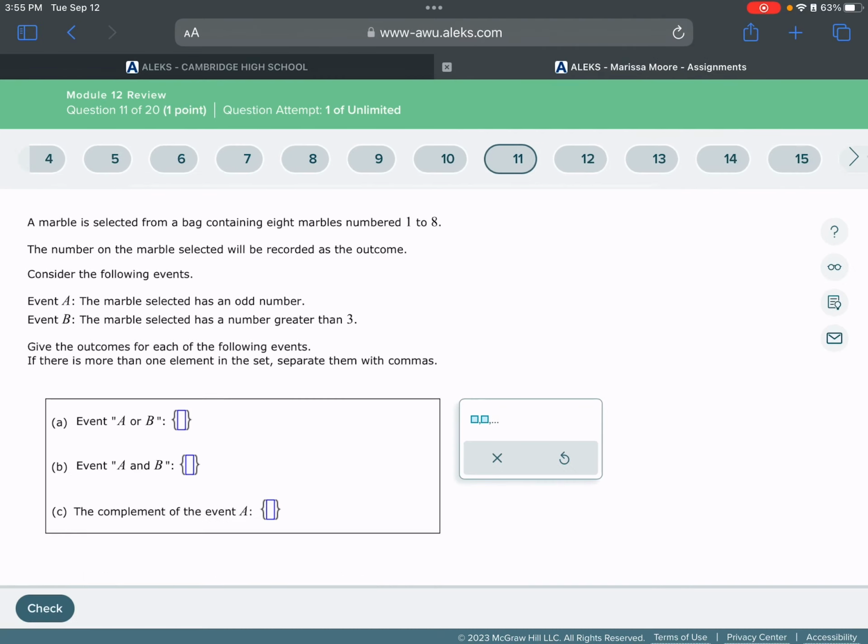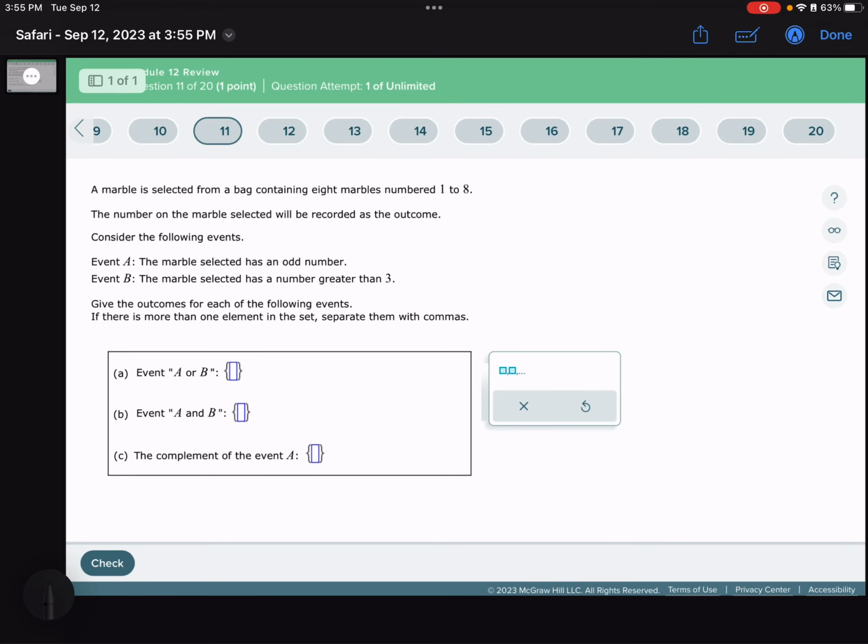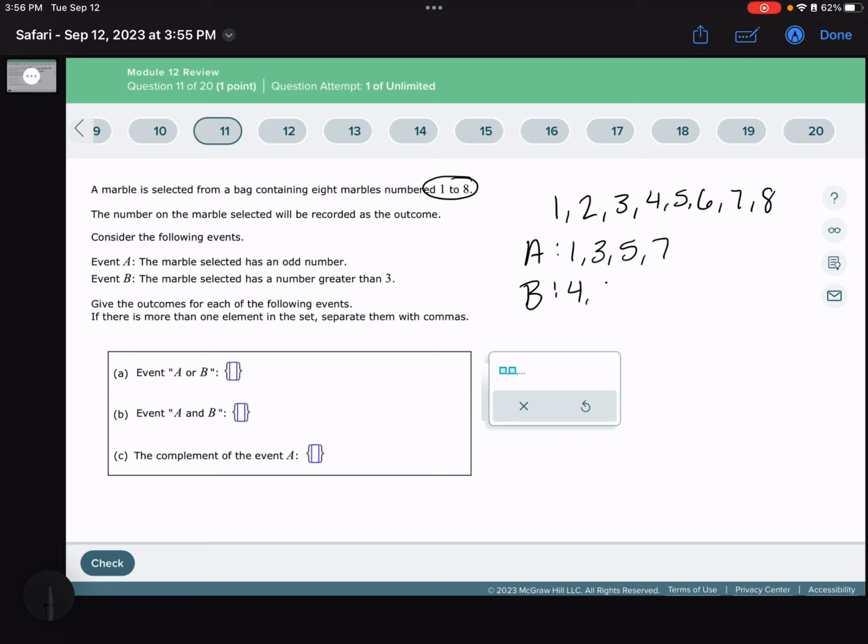Question number 11. All right, so I am told here at the beginning that I have a bag of marbles labeled from 1 to 8: 1, 2, 3, 4, 5, 6, 7, 8. Event A are my odd numbers, which would be 1, 3, 5, 7. Event B are your numbers greater than 3, which would be 4, 5, 6, 7, 8.